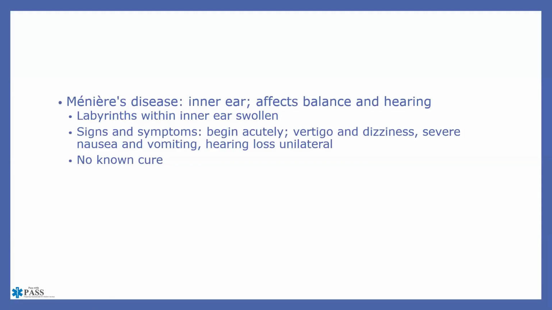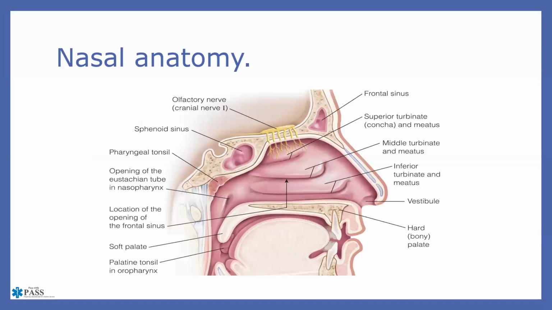Meniere's disease, inner ear, affects the balance and the hearing, and the labyrinths within that inner ear become swollen. No known cure for getting rid of this. Signs and symptoms, it begins acutely. They will have severe vertigo and dizziness, severe nausea and vomiting, and hearing loss is unilateral. So it is a chronic inner ear disorder that causes vertigo. Most of the time, people that end up getting diagnosed with Meniere's disease, it happens between the ages of 40 and 60, but it can develop at any age. And from those that suffer from it, they tell you that it is absolutely terrible.